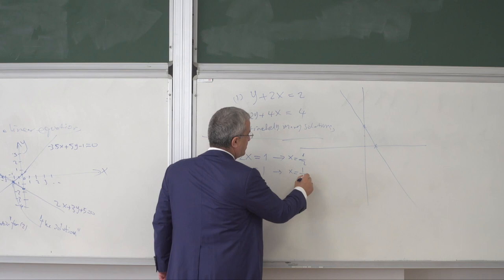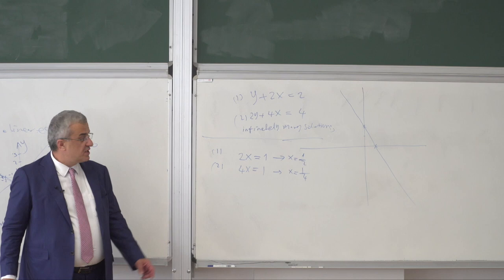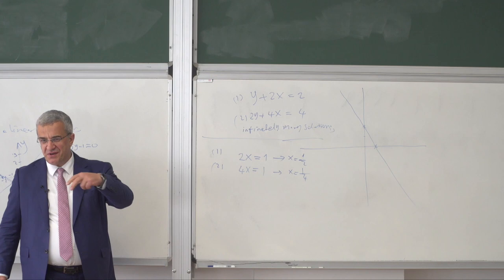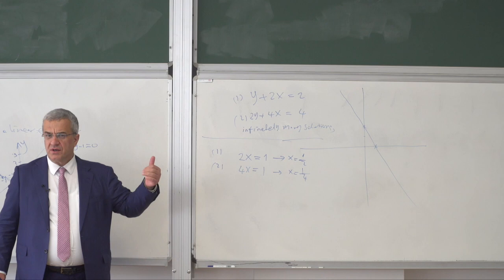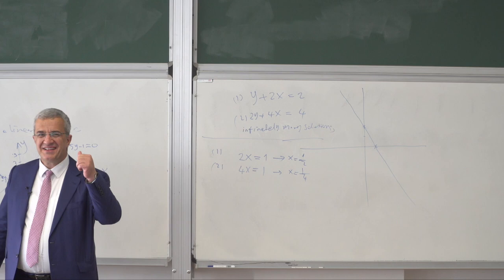So which one do you believe? That means this is too many equations, too few unknowns, right? You have more equations than unknowns. It's overdetermined. Can this happen? It can happen. Okay? Let me tell you.